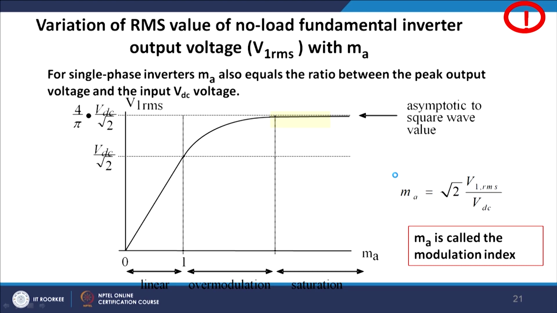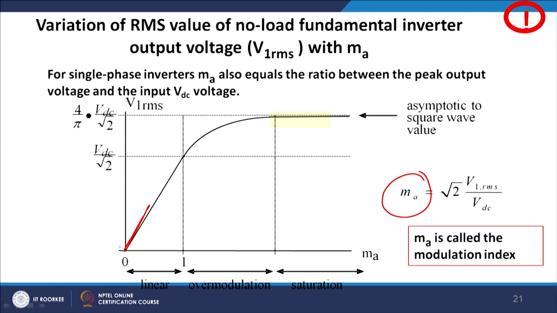Generally this M also shows some kind of hysteresis graph, which we have all studied in the BH curve. From 0 to 1 it is a linear region, and in terms of the RMS value, you will get M as something like root 2 V_RMS by V_DC. We know that for the square wave the fundamental value is 4V by pi.